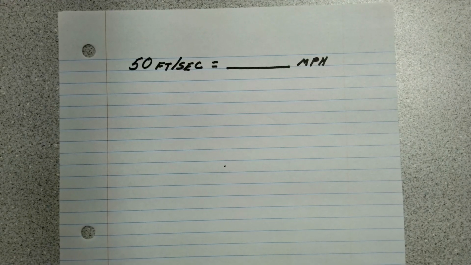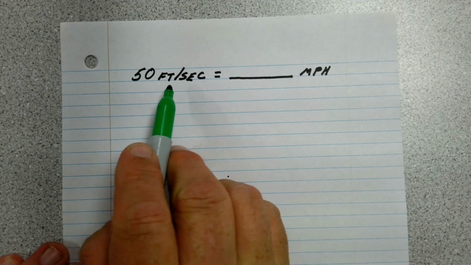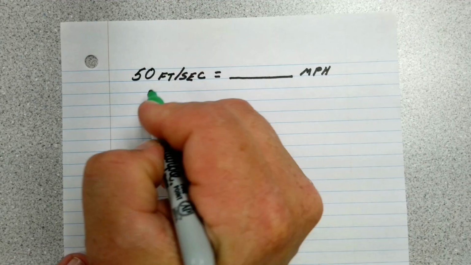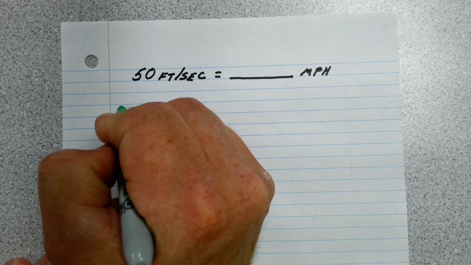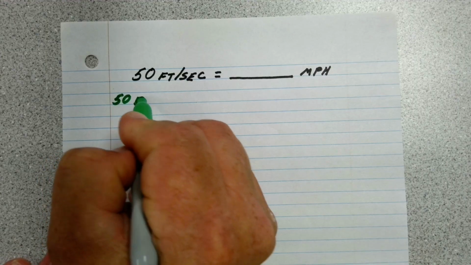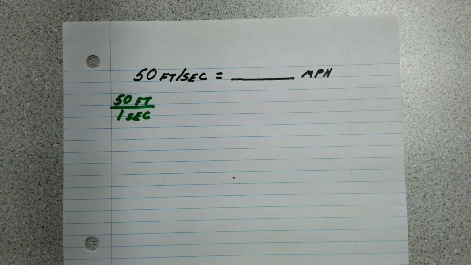So let's go ahead and set this one up. What's different about here and what we did before is we have multiple units. Your textbook calls this derived units. Now, these can get a little bit lengthy, so I'm going to start over here on the left side of my paper. I'm going to put 50 feet per second, so 50 feet over 1 second. Now, do you know what I have to do here? I have to get rid of feet and seconds.